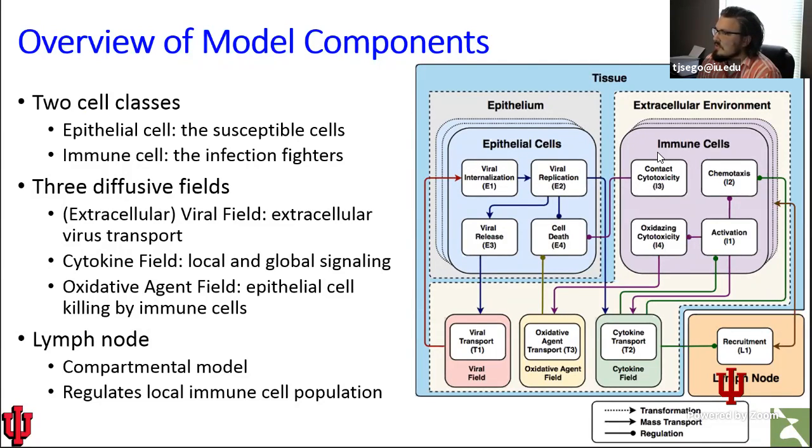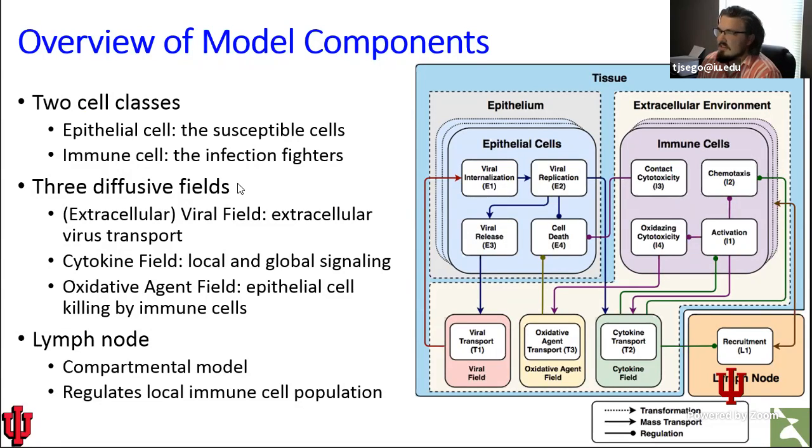Now, the immune cell class, these are cells that are recruited to our local tissue patch, and they do all of the infection fighting. So they have mechanisms of, say, chemotaxis to locate and find infected cells. They have various killing mechanisms to kill infected cells, either by contact or by secretion of an oxidating agent that will kill infected or uninfected cells at sufficient exposure.